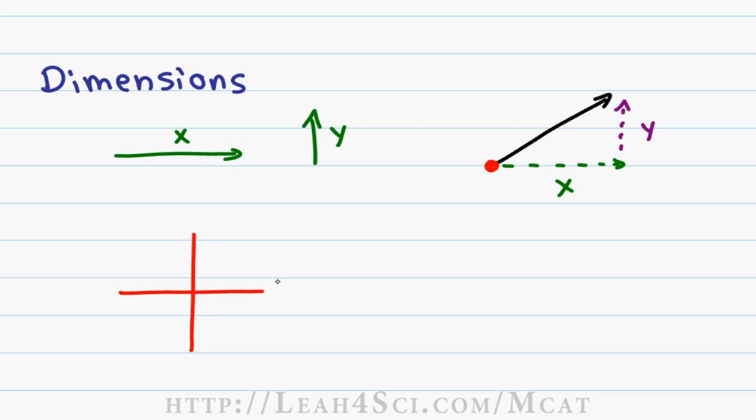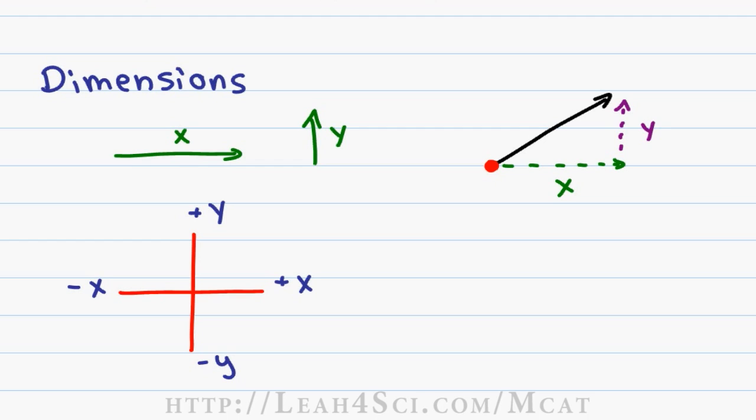The traditional way to set this up is positive x horizontal to the right, negative x horizontal to the left, positive y goes up, negative y goes down. But you don't have to stick with this. You can take these dimensions, rotate them, and relabel any way you want as long as you're consistent.